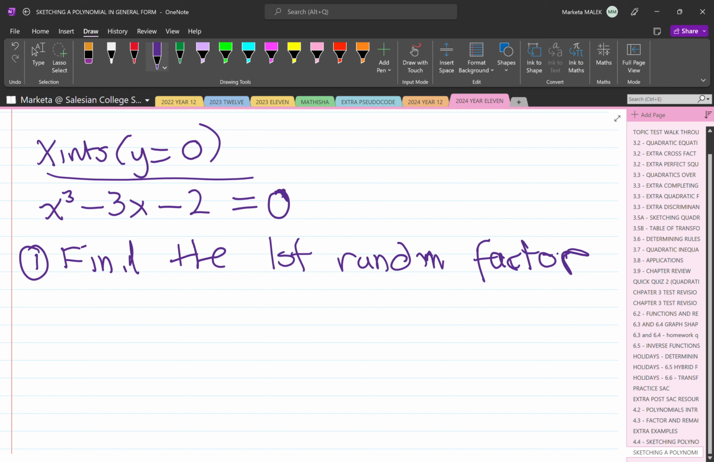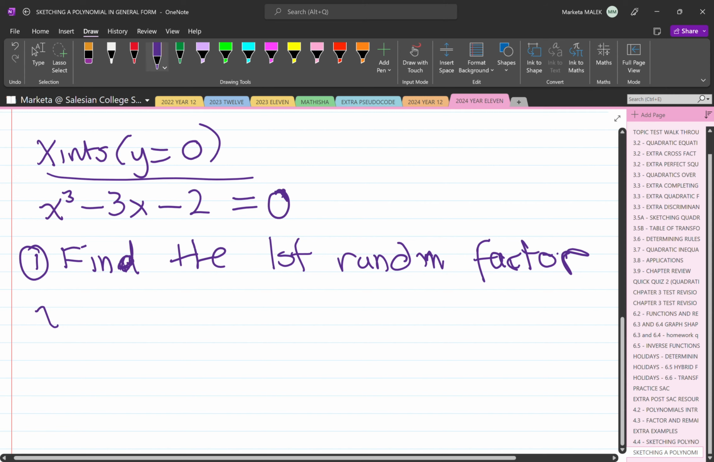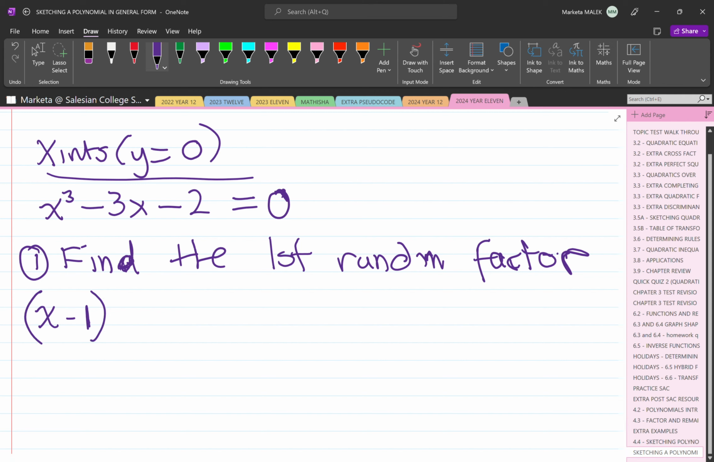So it's not really random, but the point is you need to just sub in values. So what we know is if we sub in a value and it equals 0, then it has to be a factor, because 0 remainders for a factor. So let's see, I'm going to say, let's sub in x equals 1. So let's try x minus 1. Let's see if that's a factor.